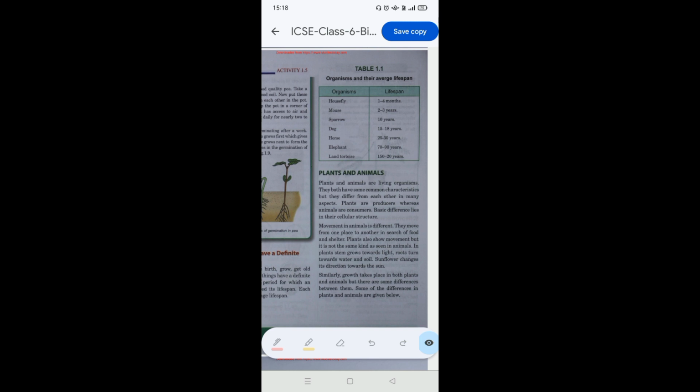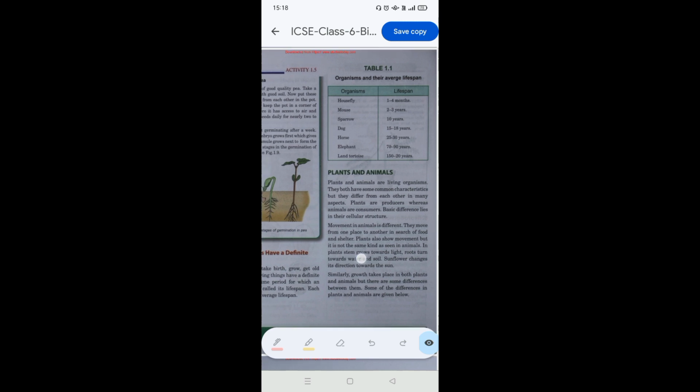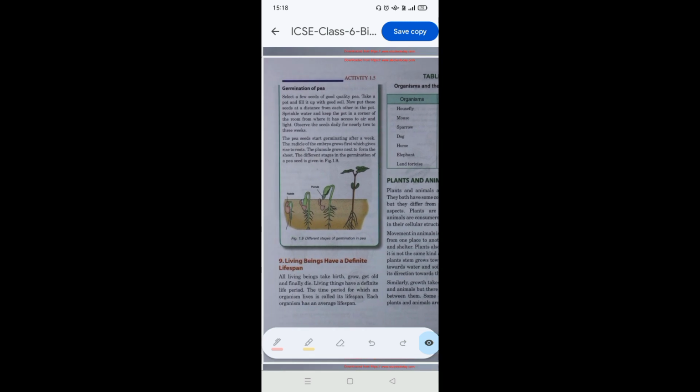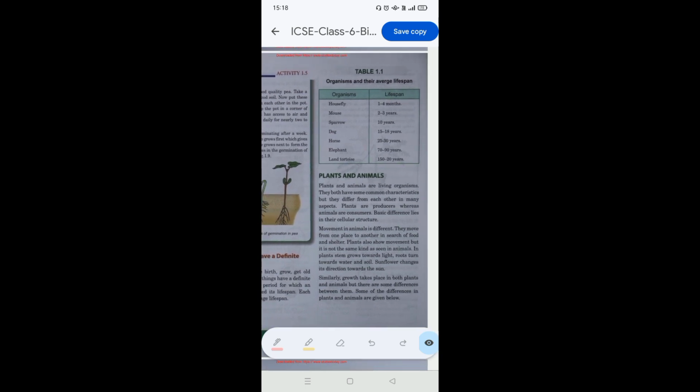20 years of lifespan. So, lifespan is nothing but the time period from our birth until we die. The time period between our birth and death is called the lifespan. And in table 1.1, these are some of the organisms whose lifespan have been mentioned.